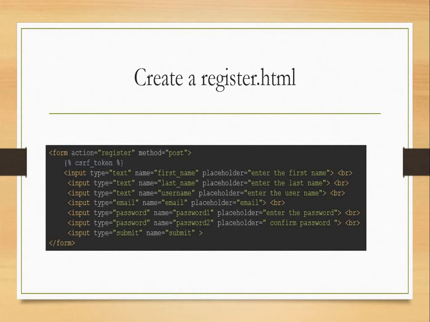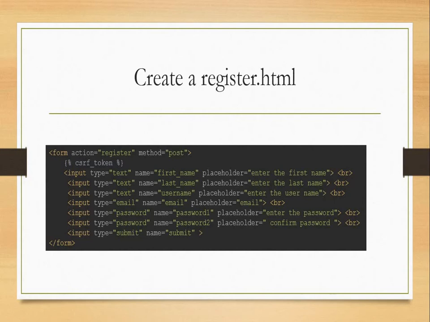Once this is done, I need a register.html. In that, what all do I require? I require first name, last name, username, email, password 1, password 2. What are password 1 and password 2? Whenever you work with users, there are two types of password: one is the first password and the second one is the confirm password. Once this is done, I require a submit button. So my register.html coding is over.